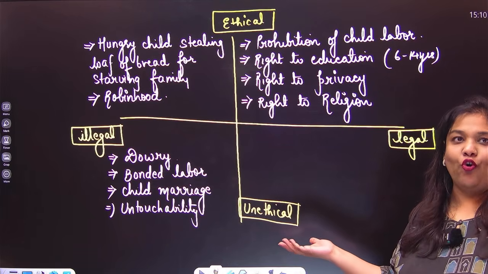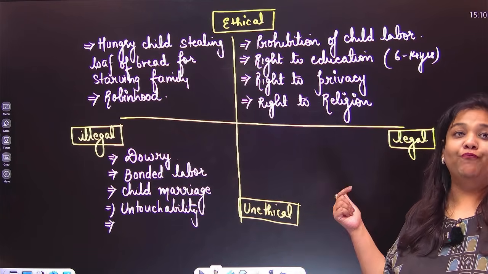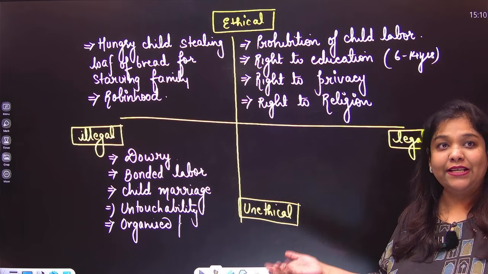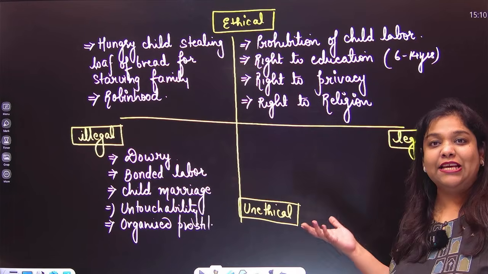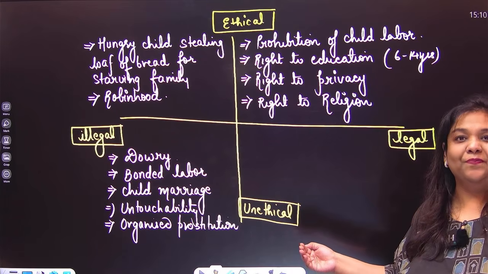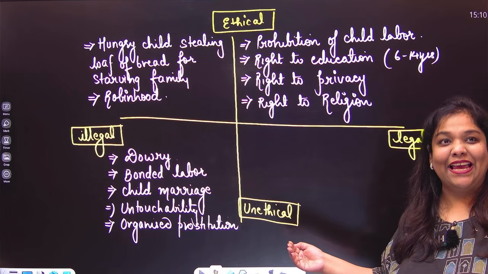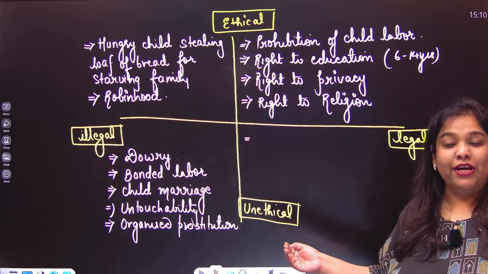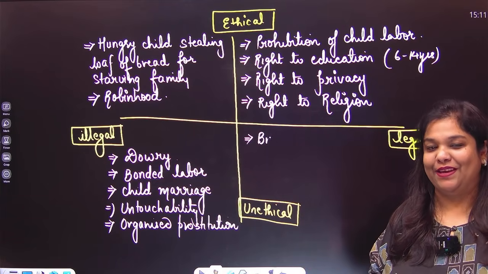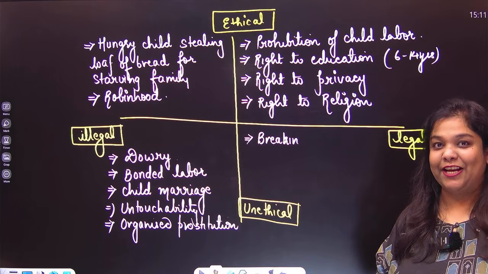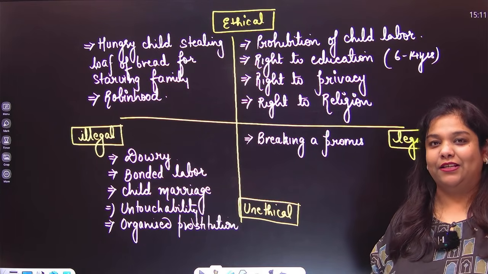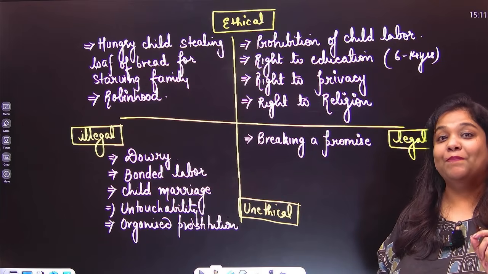So let's have a look at the screen. You have dowry, bonded labor, child marriage, untouchability, organized prostitution. These are the examples where it is both illegal as well as unethical. I hope this is clear so far. Okay, now we are going to talk about the last quadrant, that is something which is legal, but it may not be ethical. Remember Potter Stewart's statement that you might have the right to do that, but that may not be the right thing. So it might be legal, but it may not be ethical.